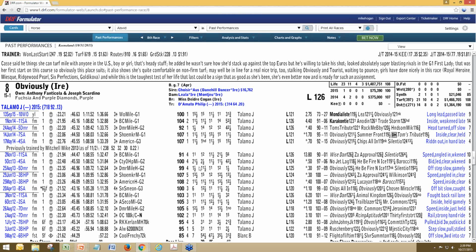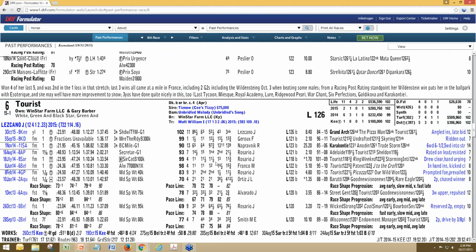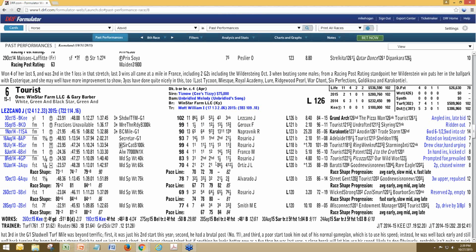You're going to have the filly Tepin probably right behind him, and then you're going to have Tourist, trained by Bill Mott, who was compromised by an outside post, badly compromised last time in the Shadwell Turf Mile, and nearly won the race anyway, in what I thought was a gigantic performance. You're going to have Tourist right with Tepin chasing, obviously.